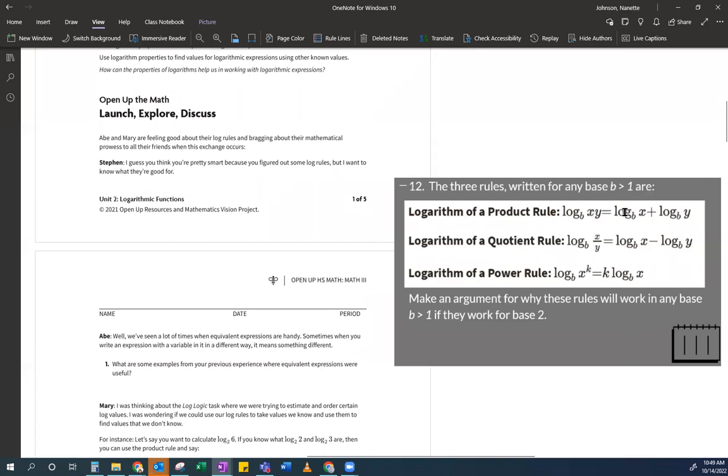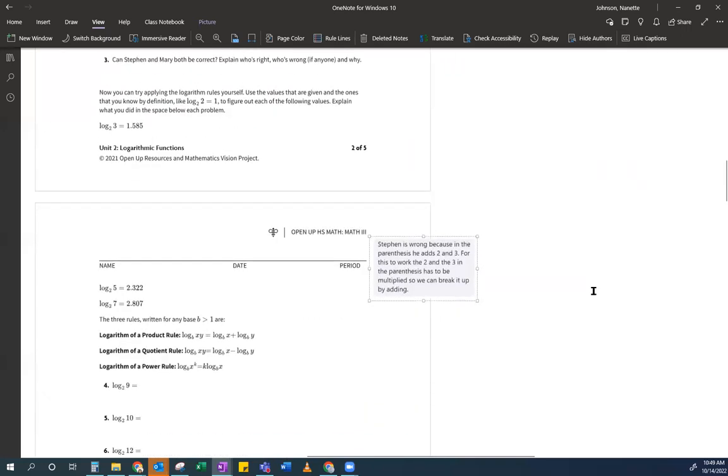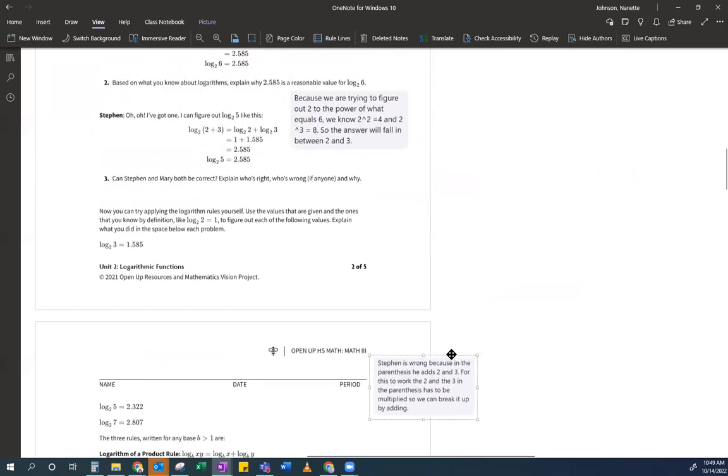Does that make sense? You can't use this side if it's not the same on this side, right? In order to use a rule, you have to follow the rule. That's why it's called a rule. Okay, so let's just move on.